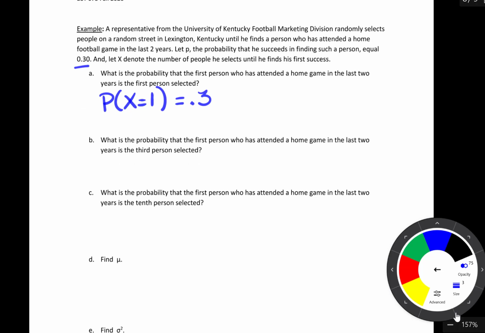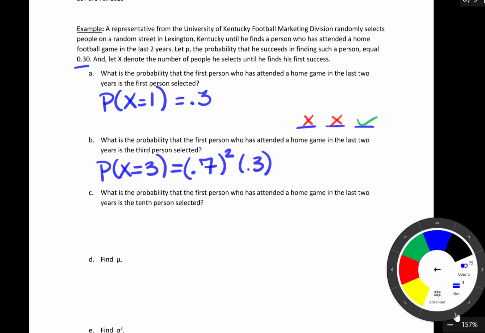What is the probability that the first person who has attended a home game in the last 2 years is the third person selected? Well, if they are the third person selected, that means the first 2 were failures, and the third one was the success. So in terms of the equation, my probability of failure is 0.7, and there were 2 failures followed by my final success.